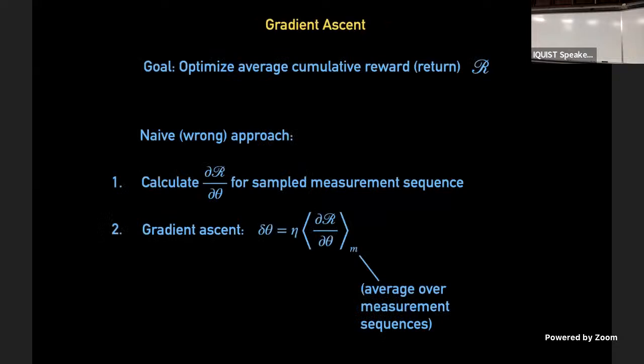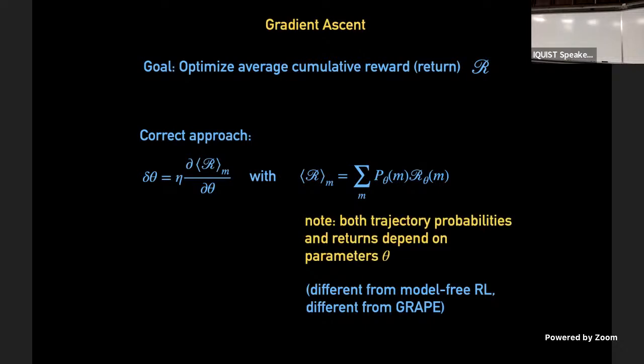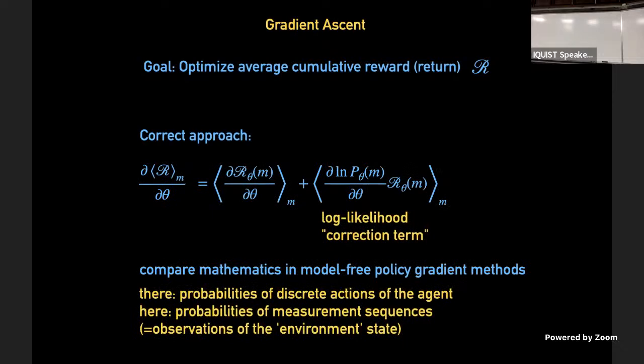Let me maybe skip this and just point out that if you now want to do gradient ascent of the average reward with respect to the parameters you have, you need to take into account that this average reward depends on two things. It's the reward for a particular trajectory with a particular sequence of measurement outcomes, but then weighted with the probability to get this particular sequence of measurement outcomes. And that probability also depends on which controls you did apply, because the probability for a quantum state is psi squared. And if the psi has been changed in one or the other way, depending on your previous control pulses, it does depend on these control pulses.